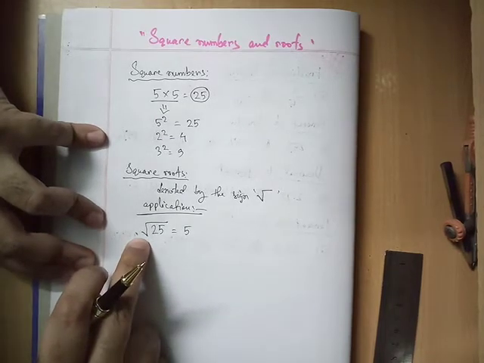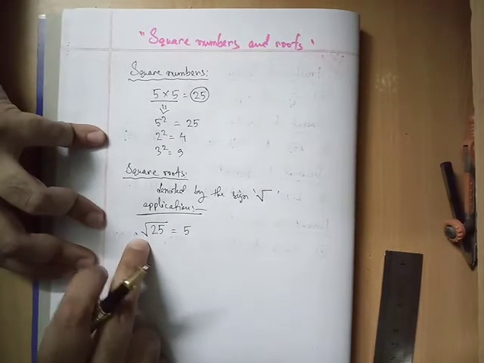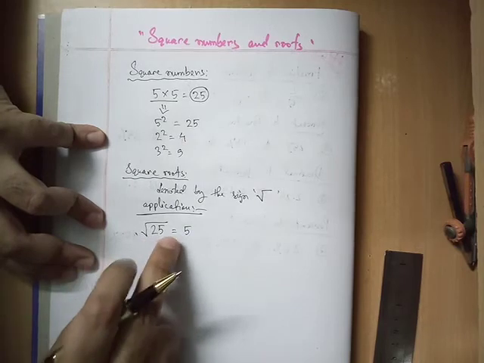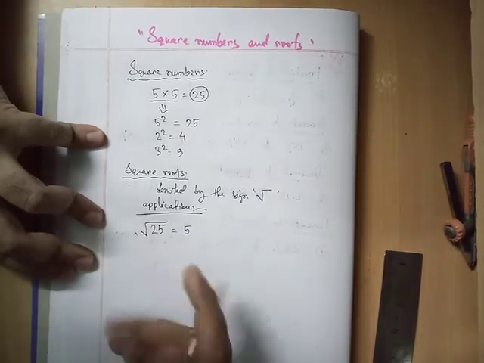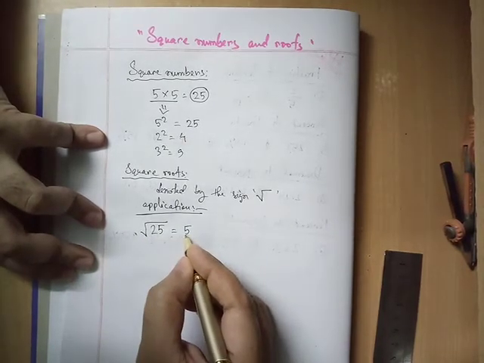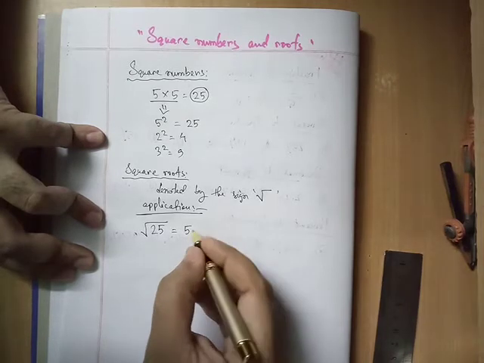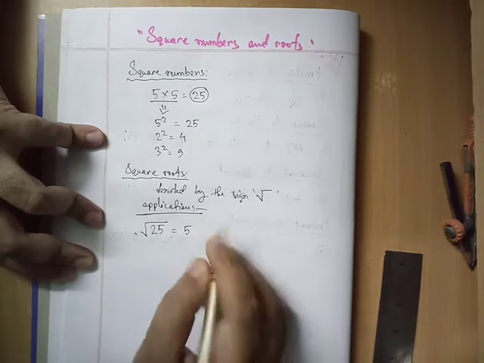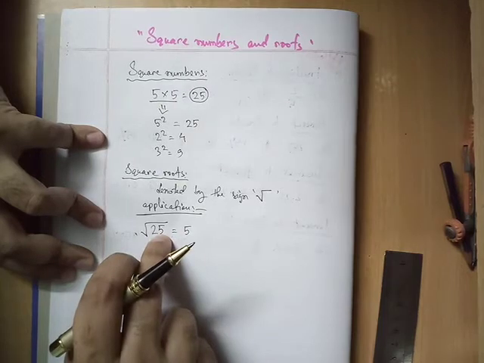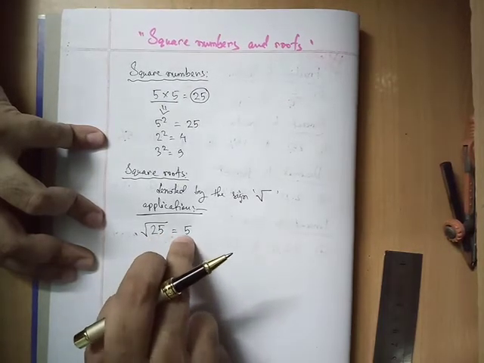That is basically the application of a square root. So what does a square root give us? A square root gives us the root of a squared number. What does this root mean? This root means if I multiply 5 2 times, or if I put a square here, it means 5 into 5, which is 25. So basically 5 is the root.